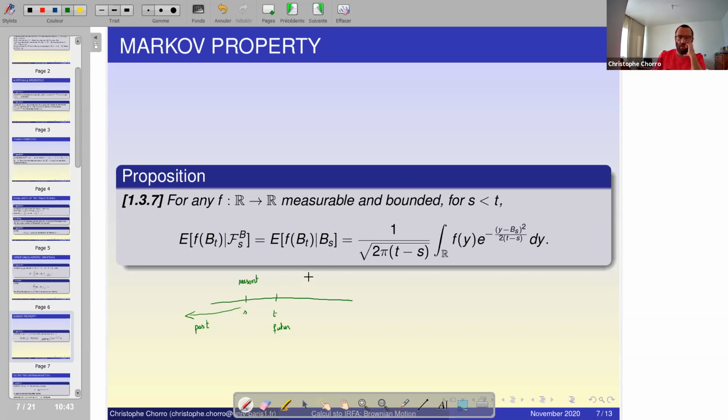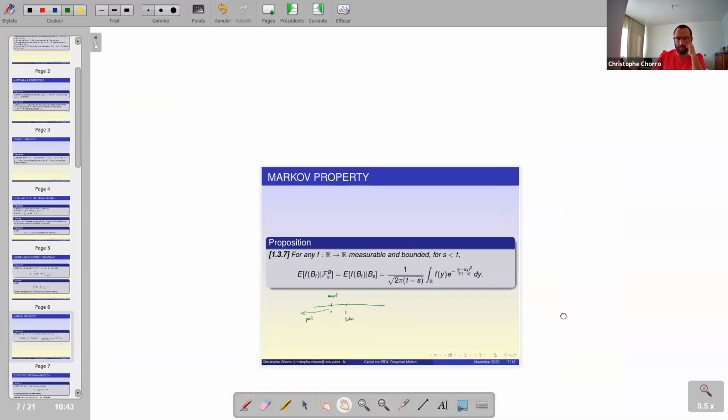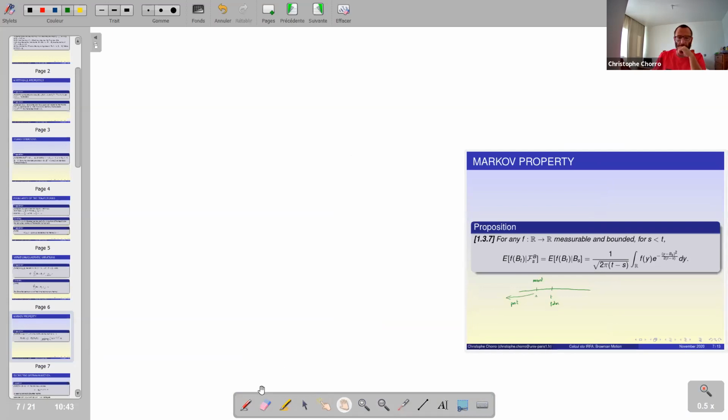And it's what we call in general the Markov property. So let's do this little computation here. It's a basic exercise. I am interested in computing the conditional expectation of f of B_t given F_s, and I do this for t strictly greater than s.